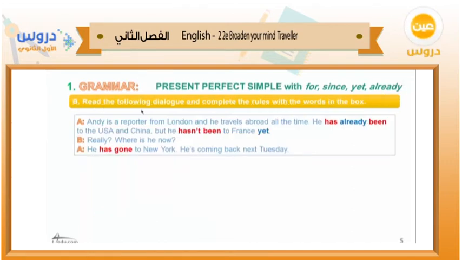now read the following dialogue and complete the rules with the words in the box. A. Andy is a reporter from London and he travels abroad all the time. He has already been to the USA and China, but he hasn't been to France yet. B. Really? Where is he now? A. He has gone to New York. He is coming back next Tuesday.